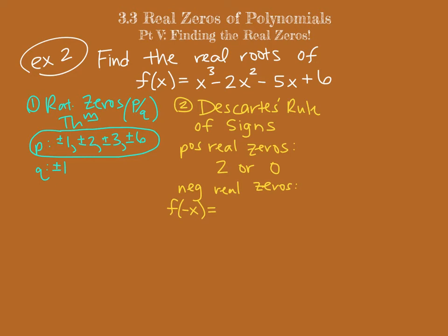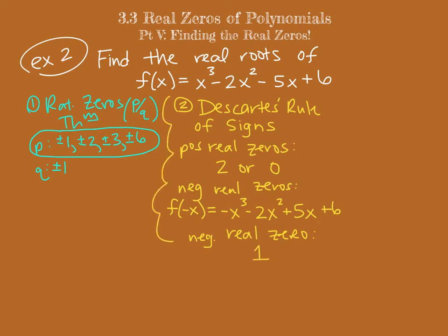F of negative x is going to be negative x cubed, because it'll change the sign of that term since it has an odd exponent. It won't change the sign of this next term because it's an even exponent. It will change the sign of 5x because that's an odd exponent of 1. And it won't change the constant because that constant's not affected by x at all, or negative x. Now we count how many sign changes we have. None here, and then 1 here, and none here. So that means we have to have 1 negative real zero.